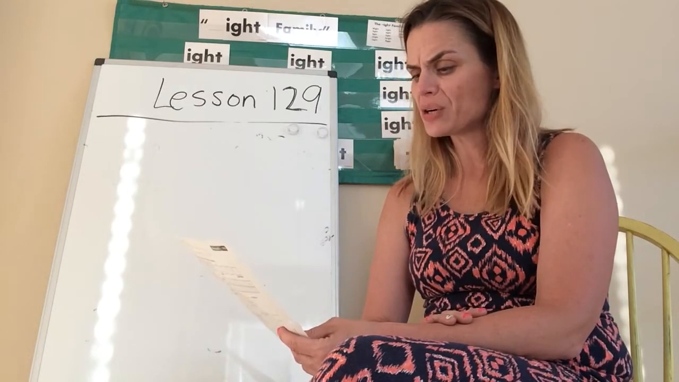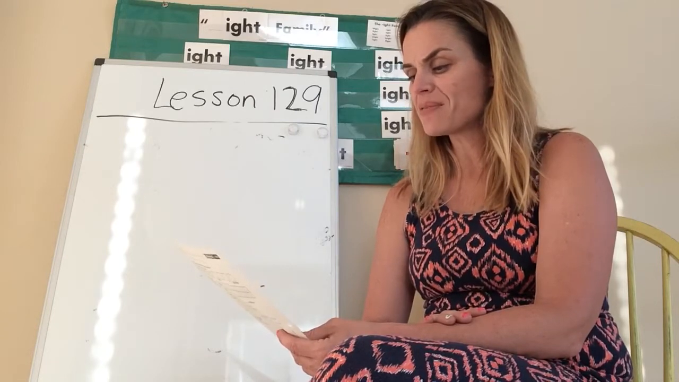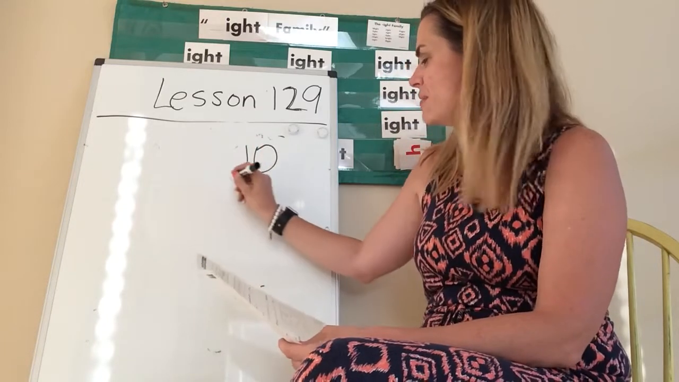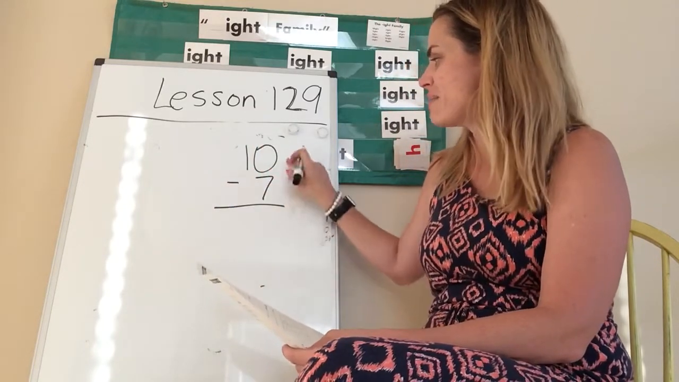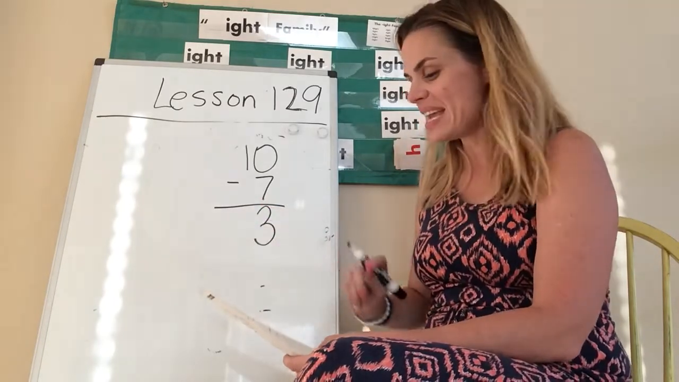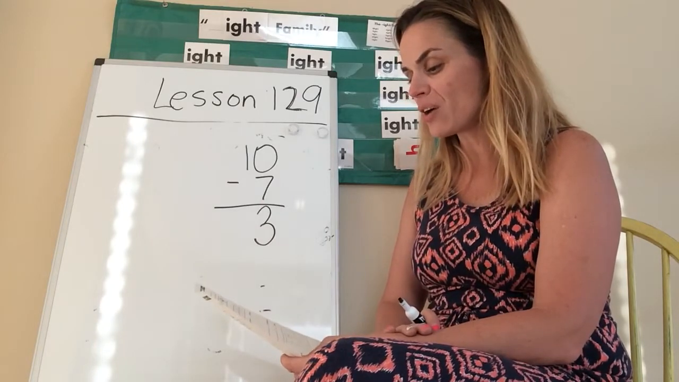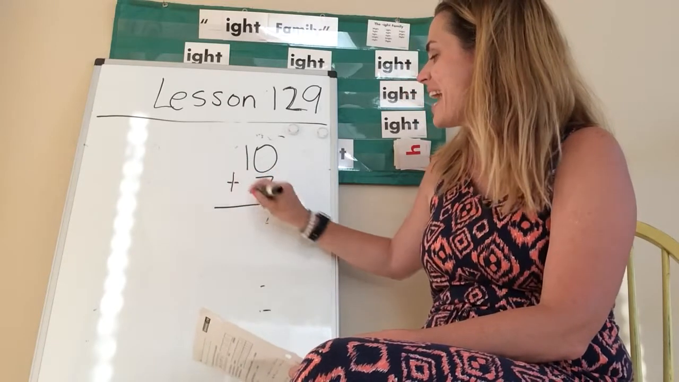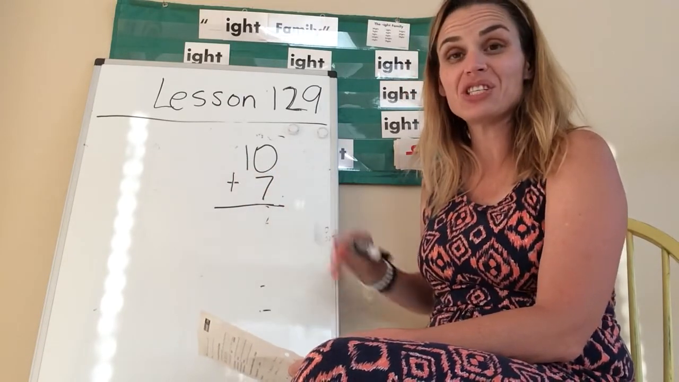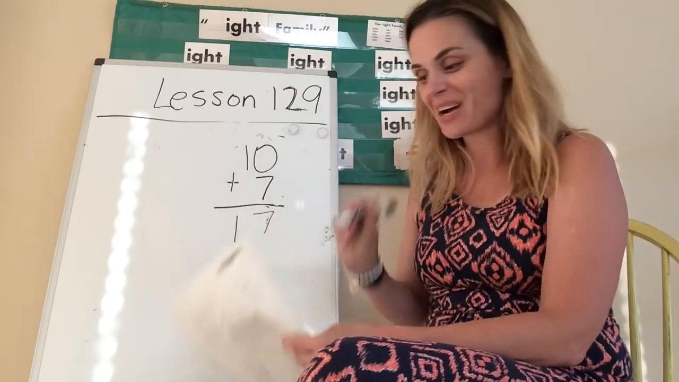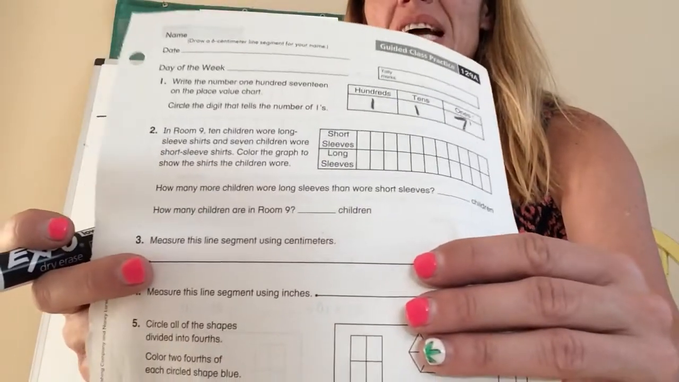It says, how many more children wore long sleeve shirts than short sleeve? Well, let's see. There were 10 children who had long sleeve and 7 children who had short sleeve. 10 minus 7 is, friends of 10, 3. All right, and how many children are in room 9? Guess what? We're going to switch that. We're going to add 10 children plus 7 children. How many kids is that? 17. Good job.